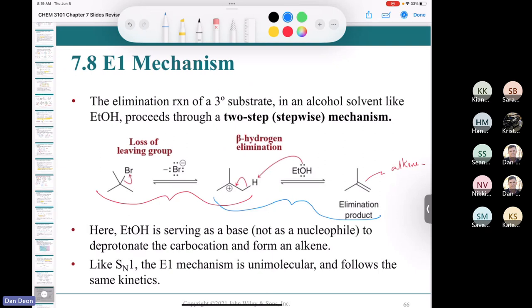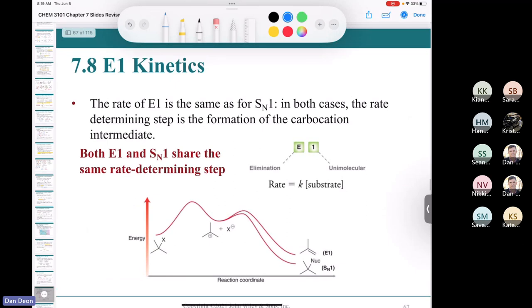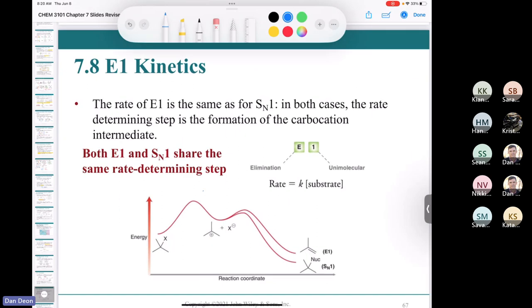And it says here, like an SN1, an E1 mechanism is unimolecular, so it follows the exact same reaction kinetics. It's the exact same rate law that we saw for the SN1 reaction. It says here that rate for the E1 is the same as the SN1. In both cases, the rate determining step is the loss of the leaving group or the formation of the carbocation. So you see the activation energy here for either pathway is identical, okay? So the rate law is the same for the E1 and for the SN1.